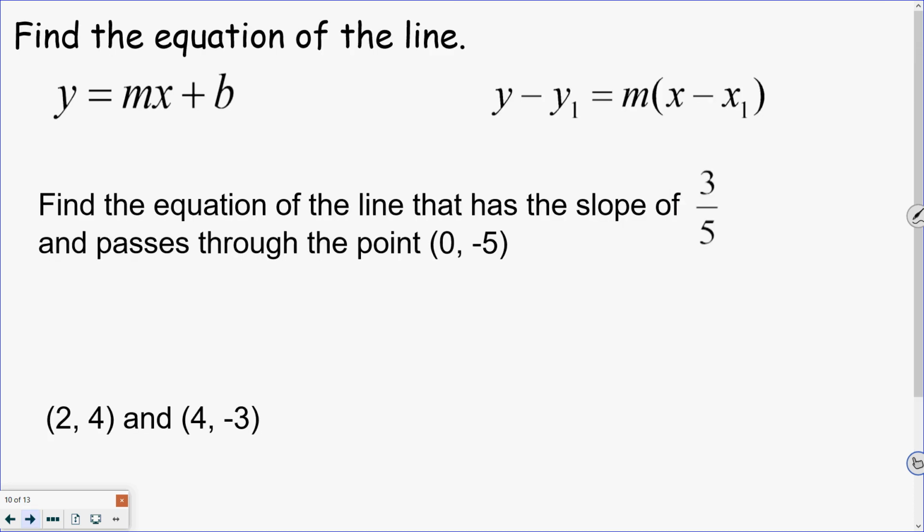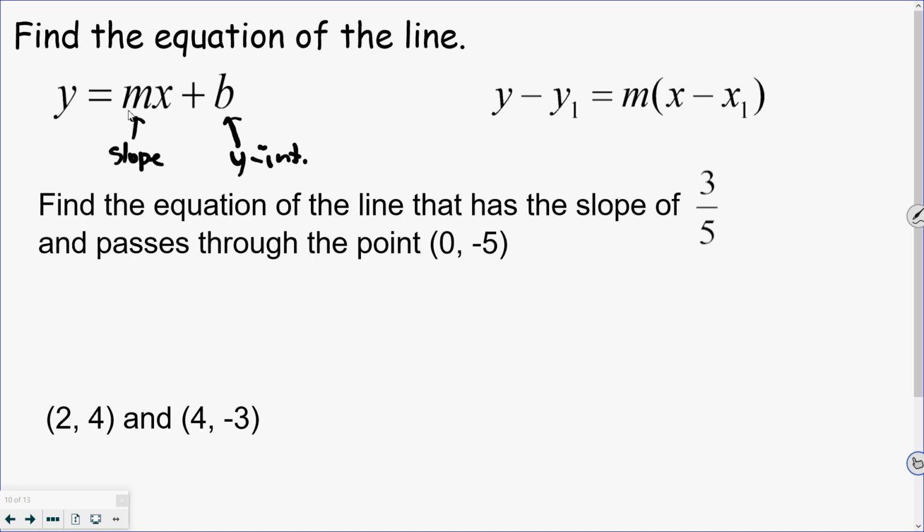Okay, really the last thing we did was to find the equation of the line. So when you're asked to find the equation of the line, you have 2 options. One is you can use the y equals mx plus b. This is the easiest form, and to use it, I have to know the slope, but I also have to know the y-intercept.